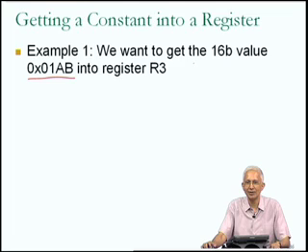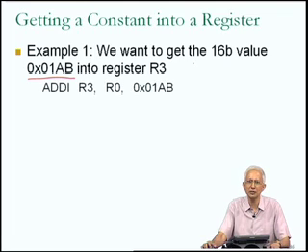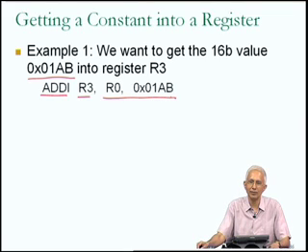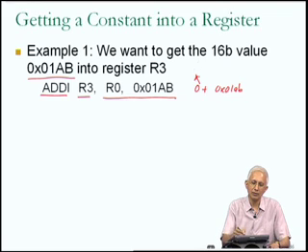Where can I get the value 0 from? Fortunately, I have the value 0 always available in register R0. And therefore, with a single instruction, add immediate R3 R0 0x01AB, I can achieve my objective. Remember that in this instruction, R3 is the destination, and R0 and hex 01AB are my 2 source operands. R0 always contains the value 0. Therefore, what this instruction is doing is adding 0 to the hex value 01AB and putting this into register R3. In other words, it is putting this constant value into register R3, which is what I wanted to do.